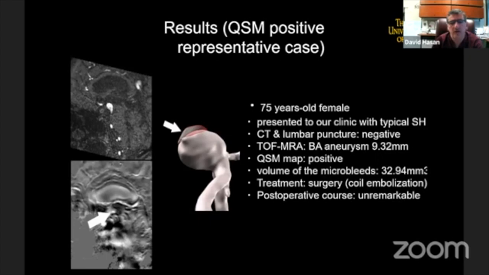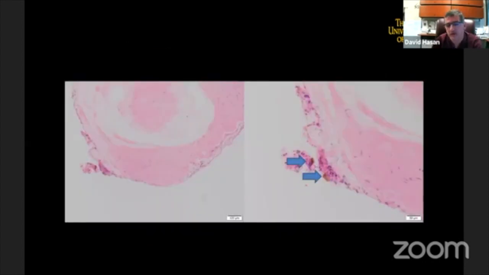She's a 75-year-old female, presented with typical sentinel headache, CT was negative, lumbar puncture was negative. So we decided to use the QSM, and we were able to see this microbleed at the interface between the aneurysm wall and the brain tissue. So with that, we did several studies, and we confirmed that this is a true presentation of microbleeds. And this is a histology, if you will.